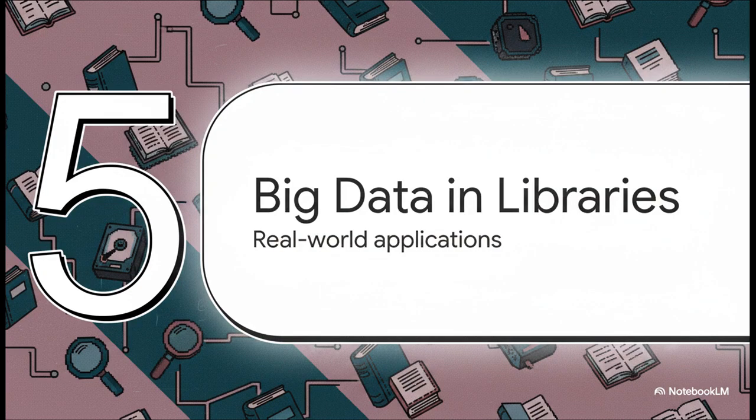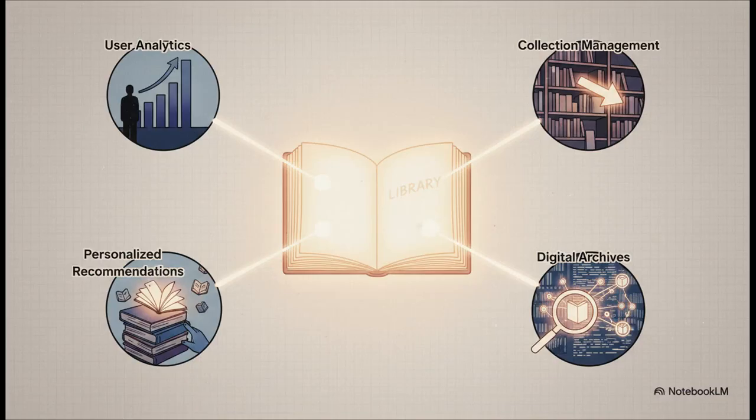All right, now we're at the heart of it. We've covered the what and the how. Now let's talk about the why. How can libraries actually use all this stuff to make a real difference? Okay, the possibilities here are seriously cool. With user analytics, you can go way beyond just checkout numbers. Imagine seeing which parts of the library are busiest and when, so you can optimize staffing. Or for personalized recommendations, think about systems that suggest a new author a patron might love, just like Netflix does.